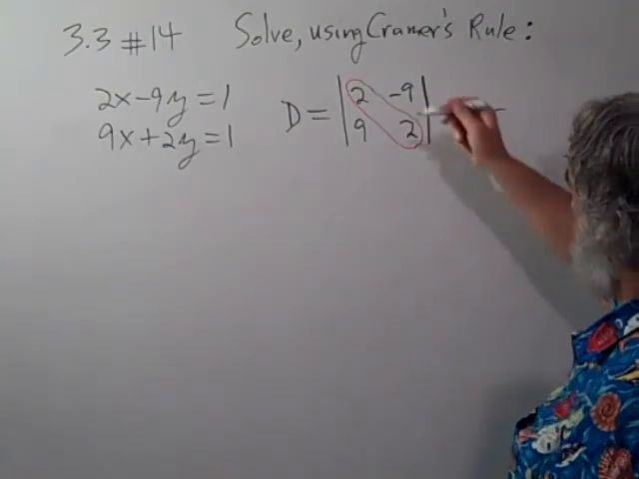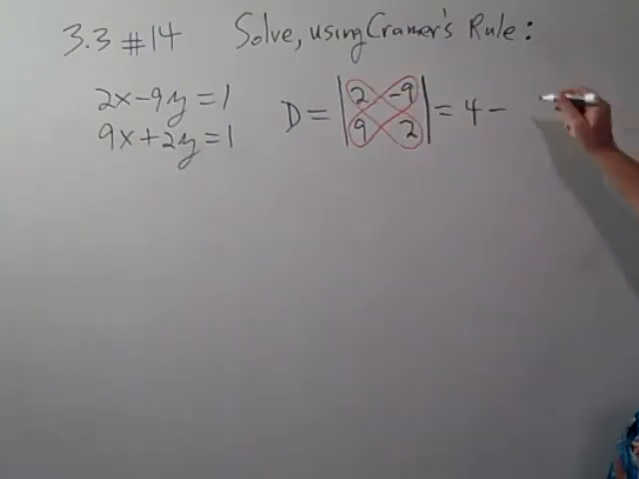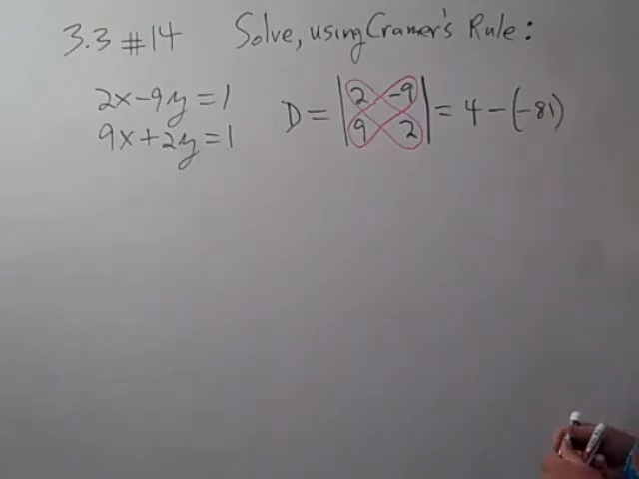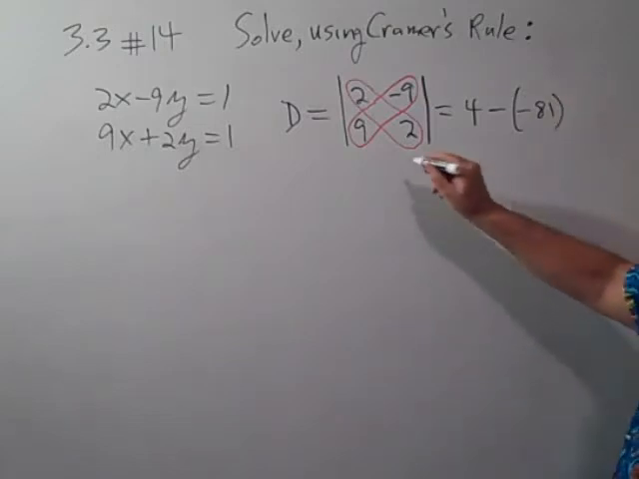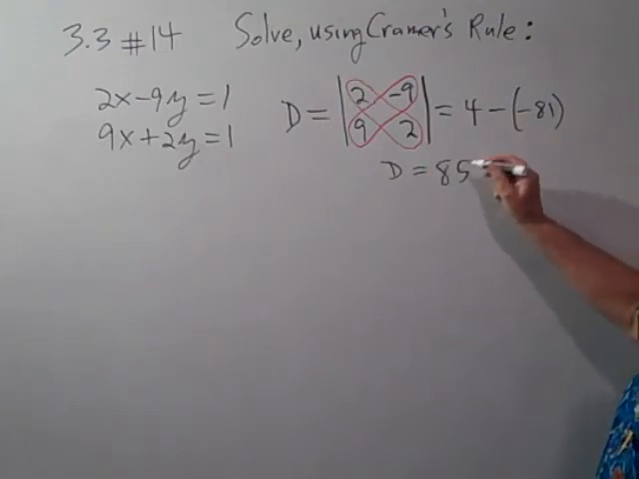minus the product of the numbers in the other diagonal. 9 times -9 is -81. So we subtract -81, which is really adding 81. So you see that D is equal to 4 plus 81, which is 85.